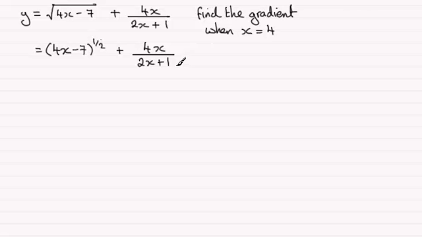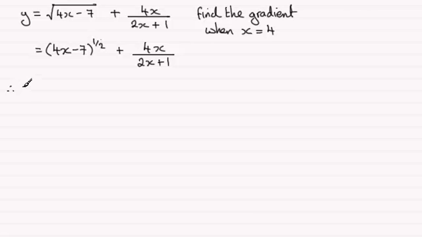There's no real need to bring the 2x plus 1 to the top and call it 4x times 2x plus 1 all to the power minus 1. If you do that, you're going to have to use the product rule. You can do, but it's going to be longer in my opinion. So I'm going to go for the quotient rule on that one. So let's start off then.